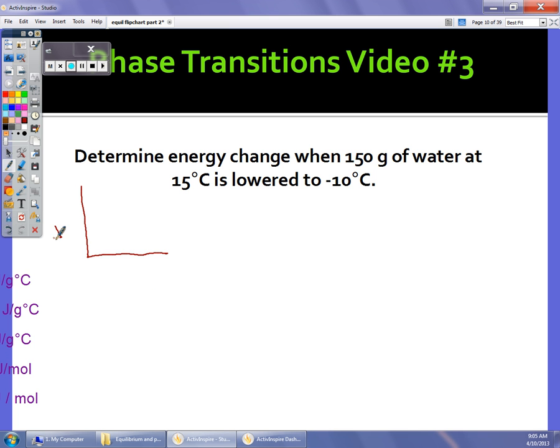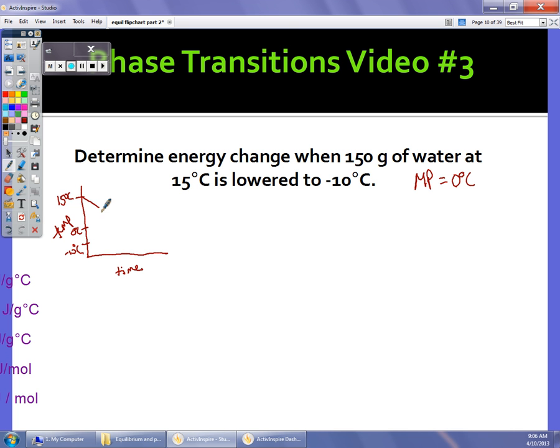Okay, you should have drawn a graph with the temperature versus the time. In this case, I'm going from 15 to -10. So I want my 15 degrees Celsius here, and my negative 10 degrees Celsius down here. The phase change in this case, since it's going from liquid range to solid range, is going to be the melting point. The normal melting point is 0 degrees Celsius. So I'm going to put that on the graph.